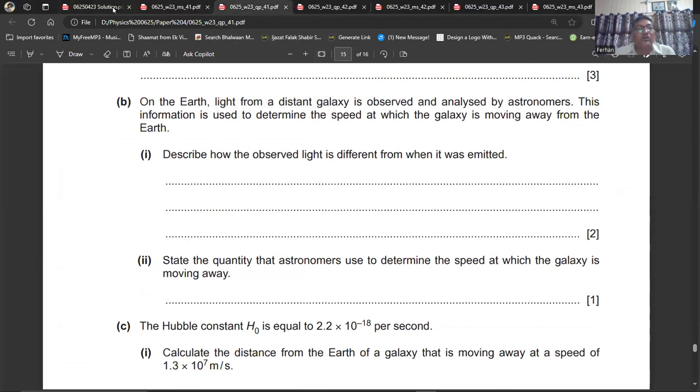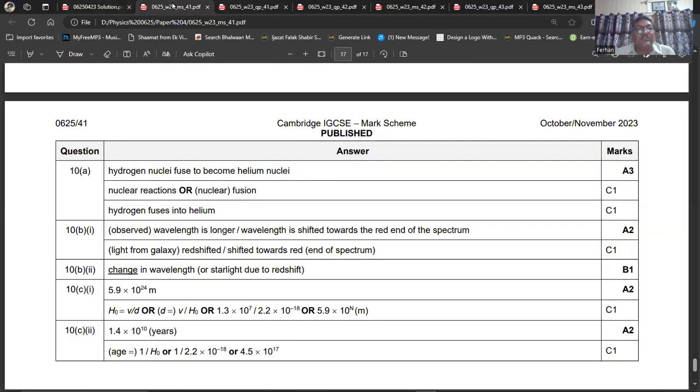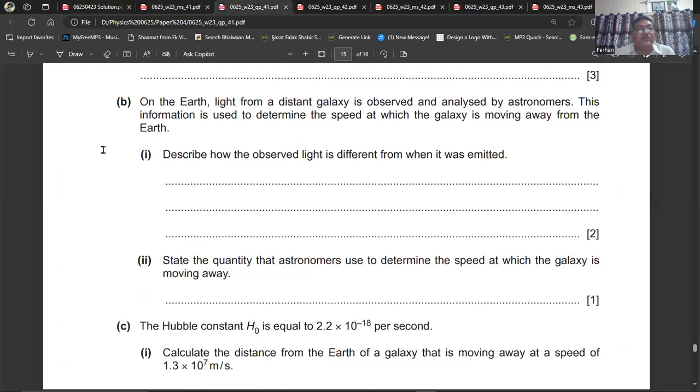Okay, so this was my answer. This was the marking scheme. Okay, so we are going to question number 10, it's B, its second part. He says, state the quantity that astronomers use to determine the speed at which the galaxy is moving.